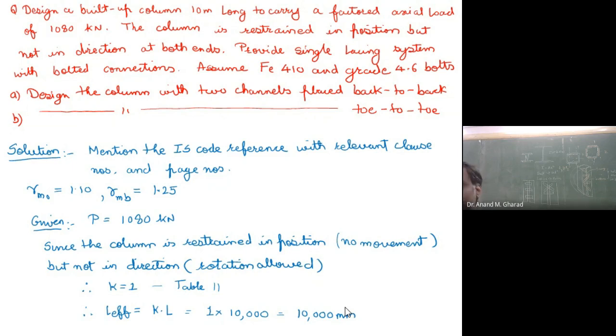I may be wrong. K value पे गलत भी हो सकता है. Please refer. IS code आप लोग खोलो. Table number 11 कौन सा page number है? हैं? 14? अच्छा 48. वो 48 बोल रहा है. What is the page number? Table number 11. No, table 11. So from that table 11, what value of K will you get for this condition? 1. So 1 ये बराबर लिखा है.